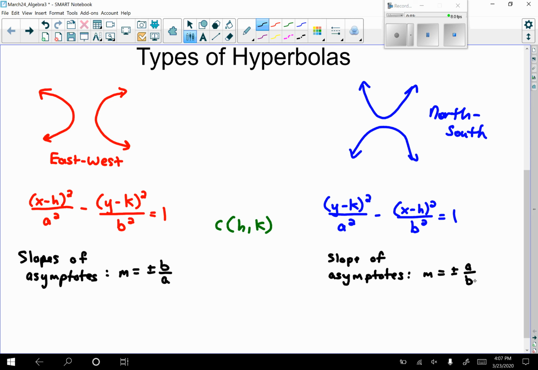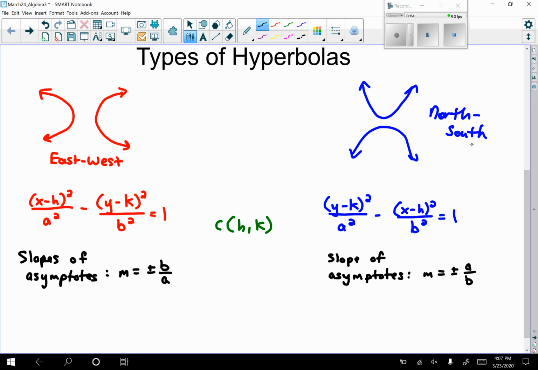And I'm going to keep going back over this, but remember, slope is the change in y's over the change in x's, or rise over run. So notice where this y is here in the east-west facing one. Notice how b is underneath it. So wherever the y is, that b in this case is going to be our rise over our run. The a is underneath the x.